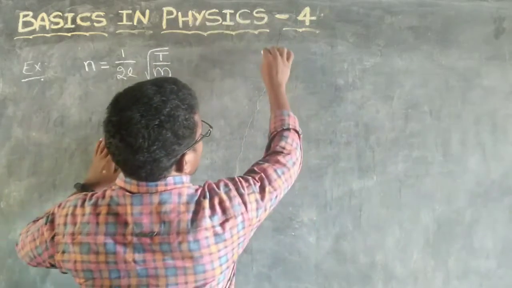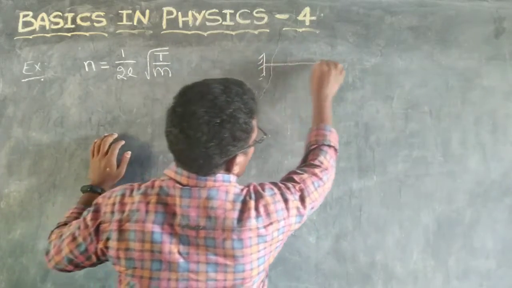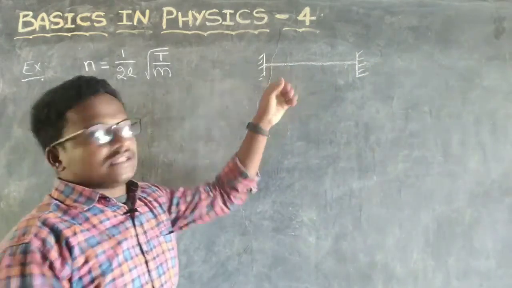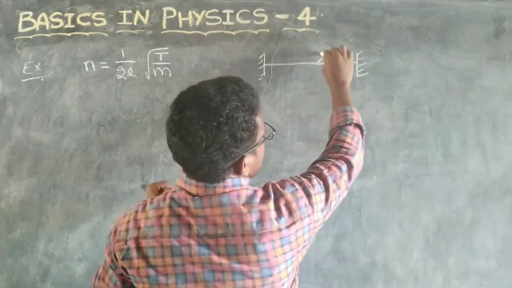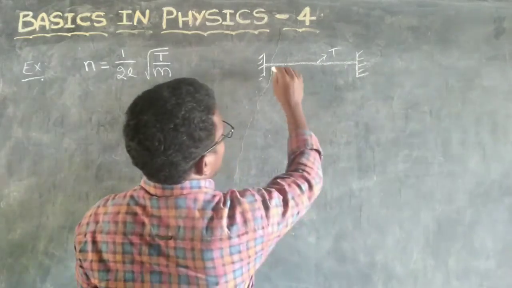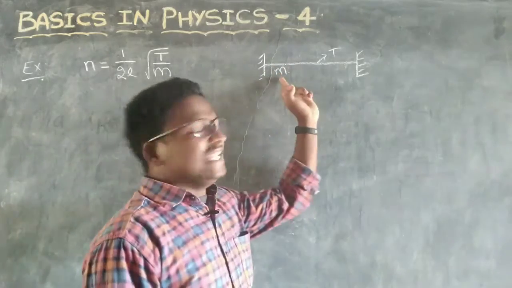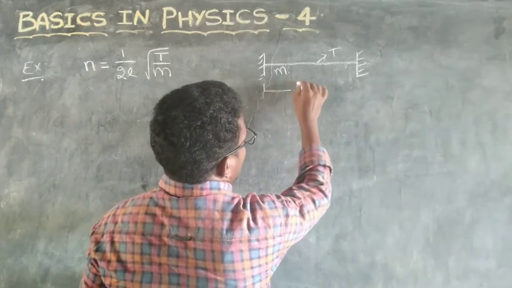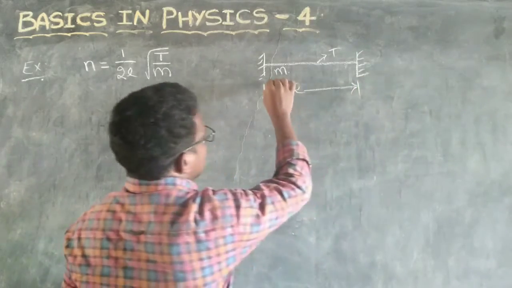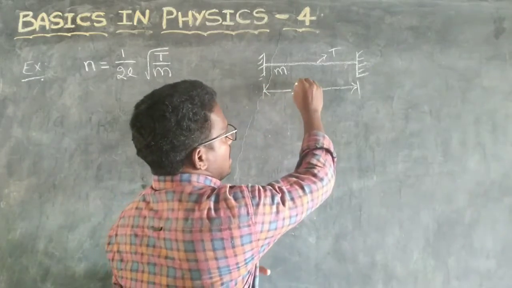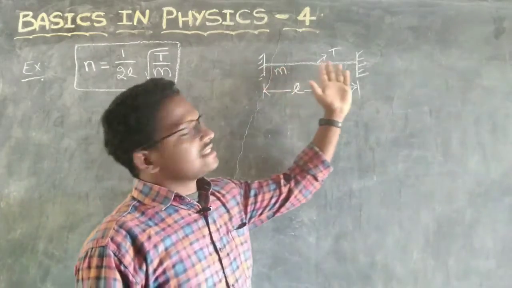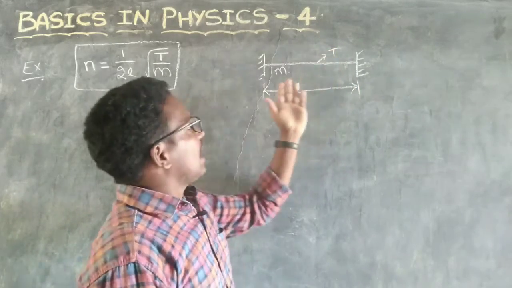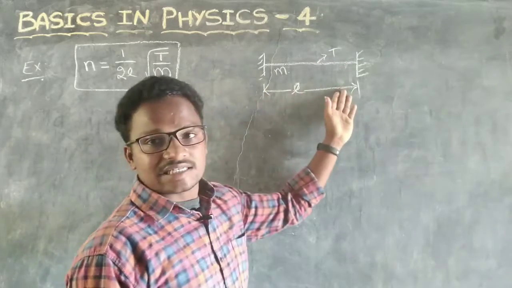See here, take one string. Here the string has tension T. Then here m means linear density. This is the length, distance L. So see here, this is the stretched string. Tension is T and linear density m, length of the stretched string L.